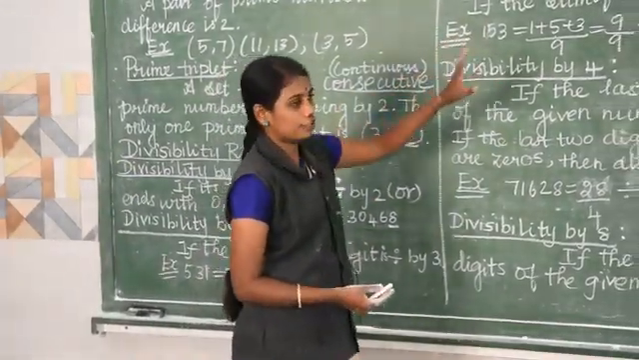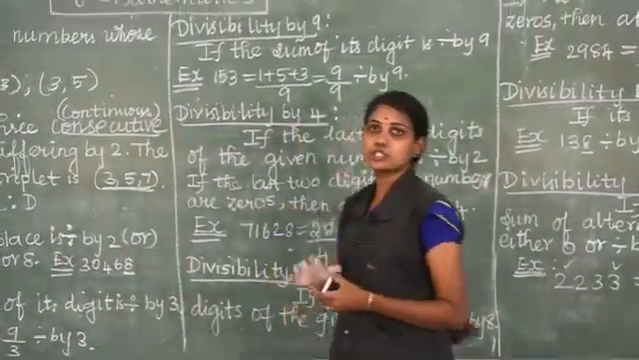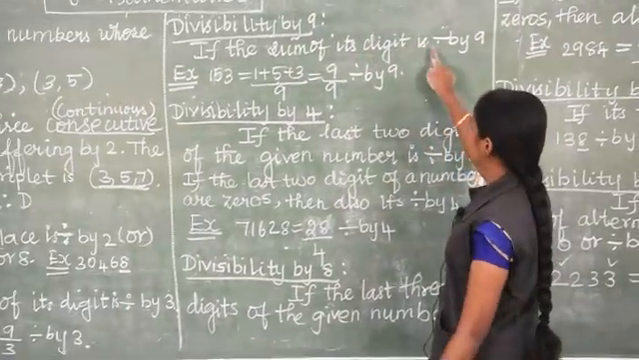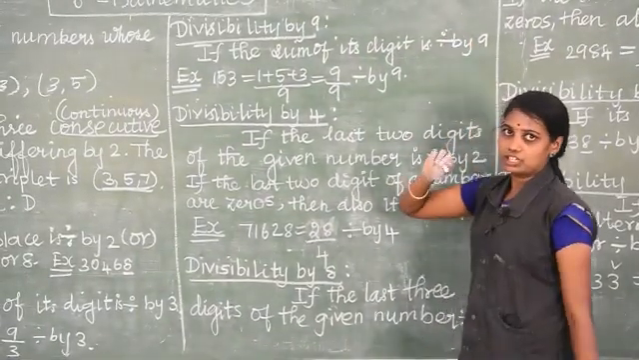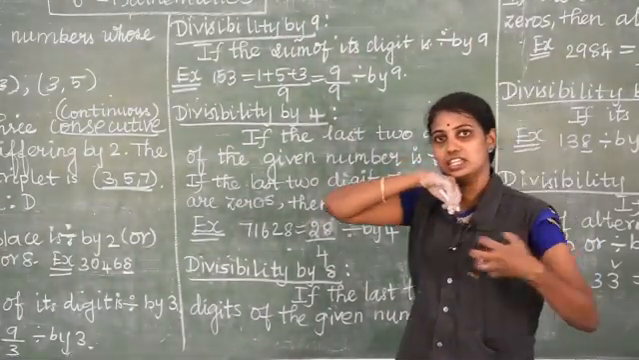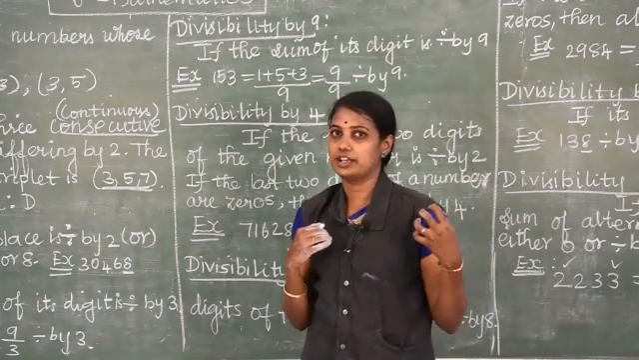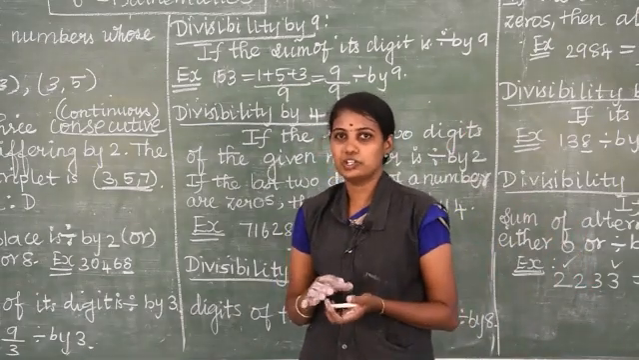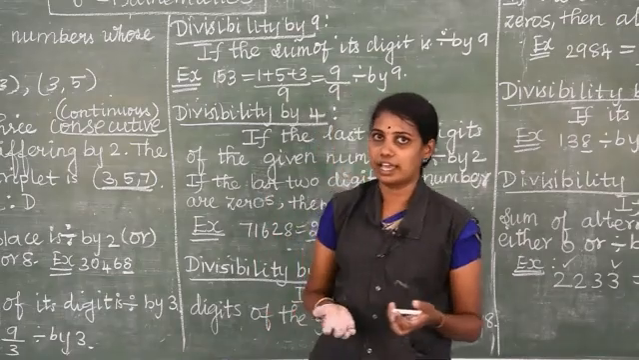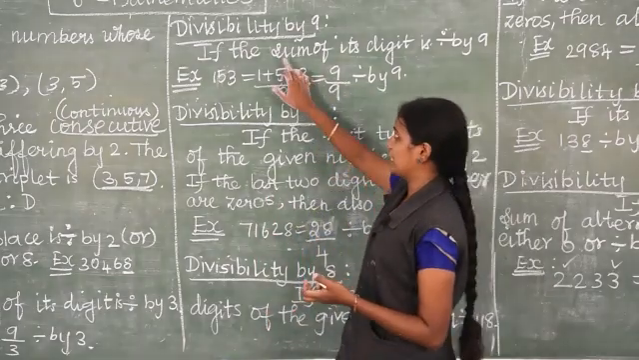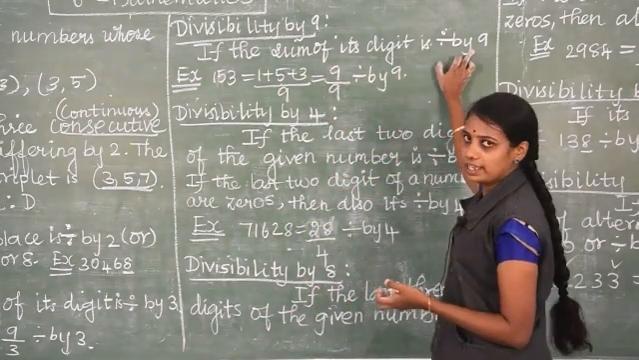Same method only for 9. The 3 and 9 rules are the same. Sum of its digits is divisible by 9. If you have a lengthy number, it is very difficult to find out whether it is divisible by 3 or 9. So seeing this clue, you can find out if the sum of its digits is divisible by 9.